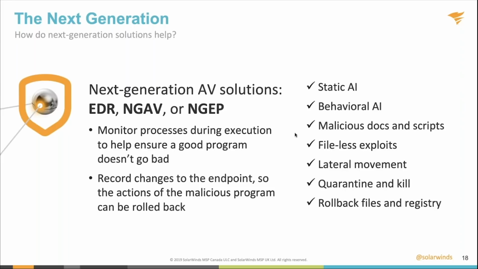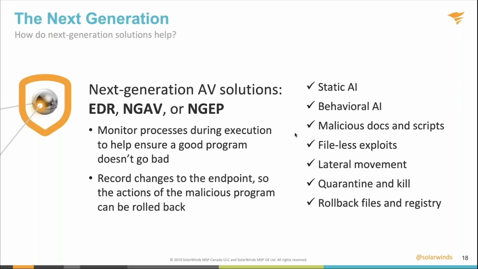So the second half of this solution and key differentiator is that a next generation solution is going to be recording changes to the endpoint as processes are being done so that those actions can be rolled back. So when a malicious program makes things like registry entry changes or encrypts files, we can go back and restore those back to their known good state. Now, usually these next generation AV solutions include both a static AI as well as a behavioral AI.